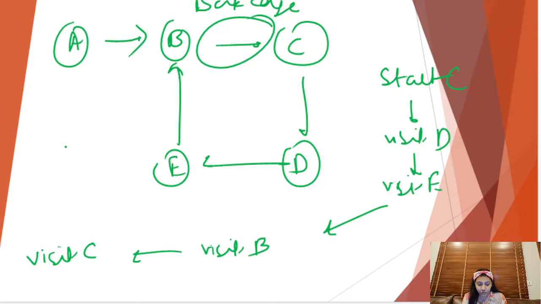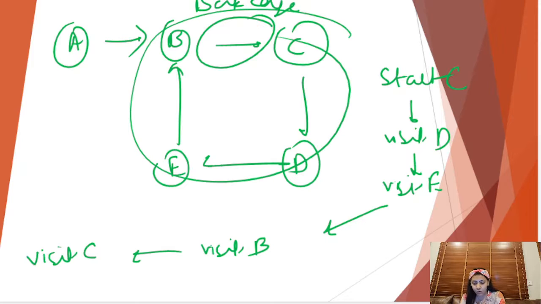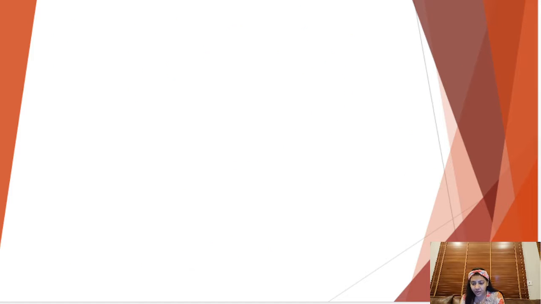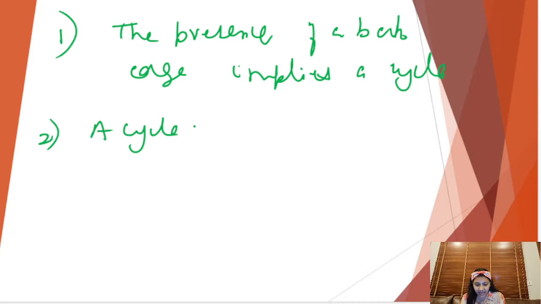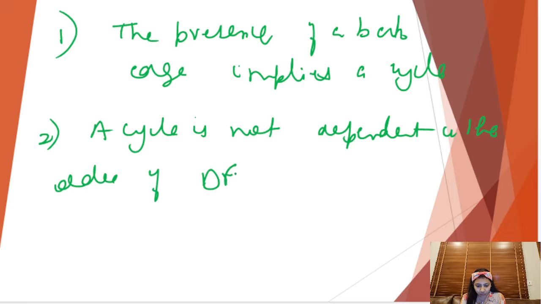encounter a back edge. So we can see this has happened because there is a cycle which is persisting in this graph. Now from this, what do we conclude? We conclude 2 points from here. First is that the presence of a back edge implies a cycle, right? This we have already seen. Second, a cycle is not dependent on the order of DFS traversal. This we have already seen, as we have taken a DFS traversal in 2 different orders and we are encountering a back edge.